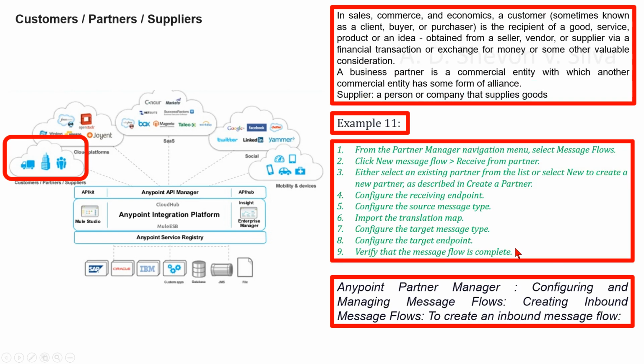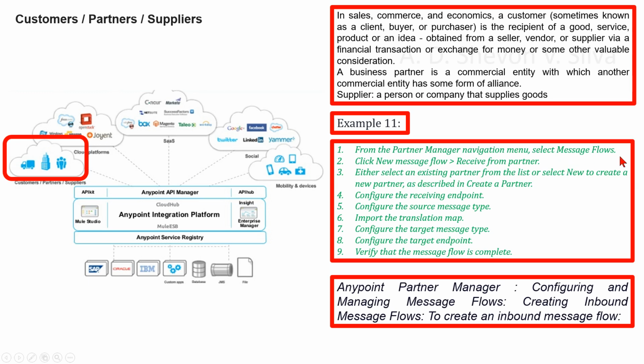Now we are considering configuring and managing message flows and creating inbound message flows in Anypoint Partner Manager. Create inbound message flows to receive messages from partners, including messages that go through third-party connections. When you create an inbound message flow, you can validate and transform the inbound messages and then send them to your backend applications. Anypoint Partner Manager routes the inbound messages based on the matching identifiers configured for the partner.